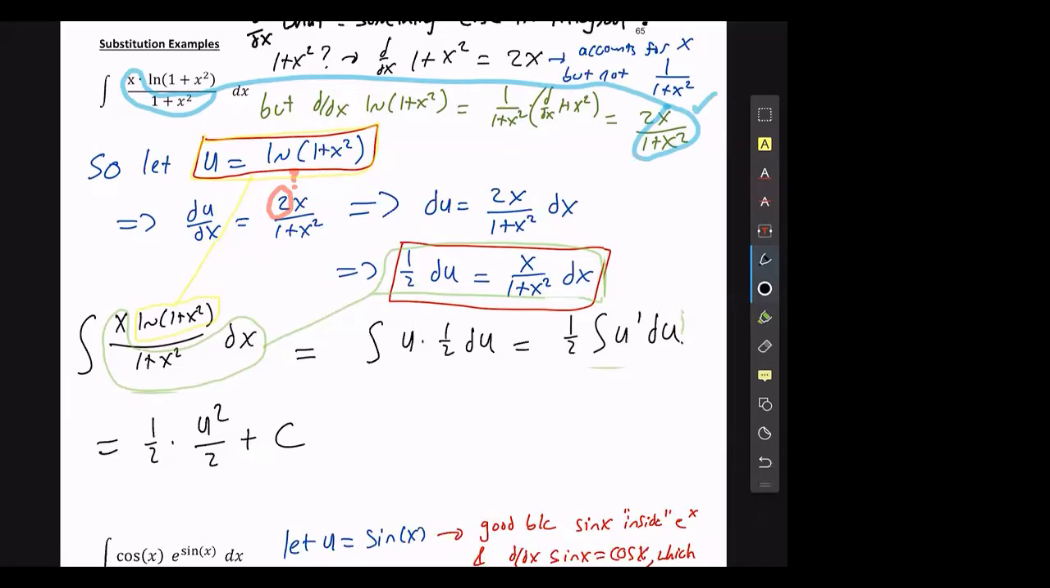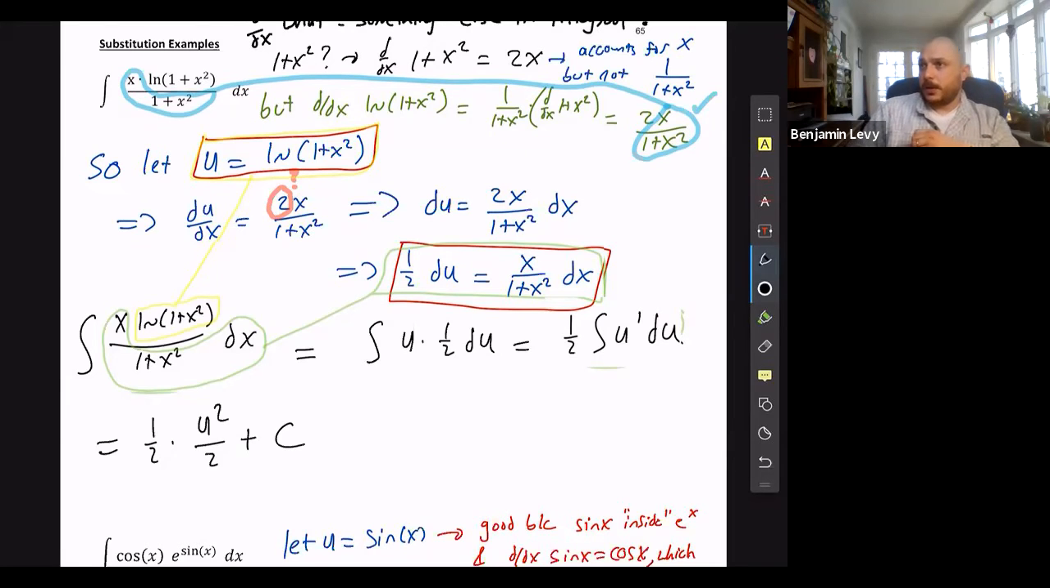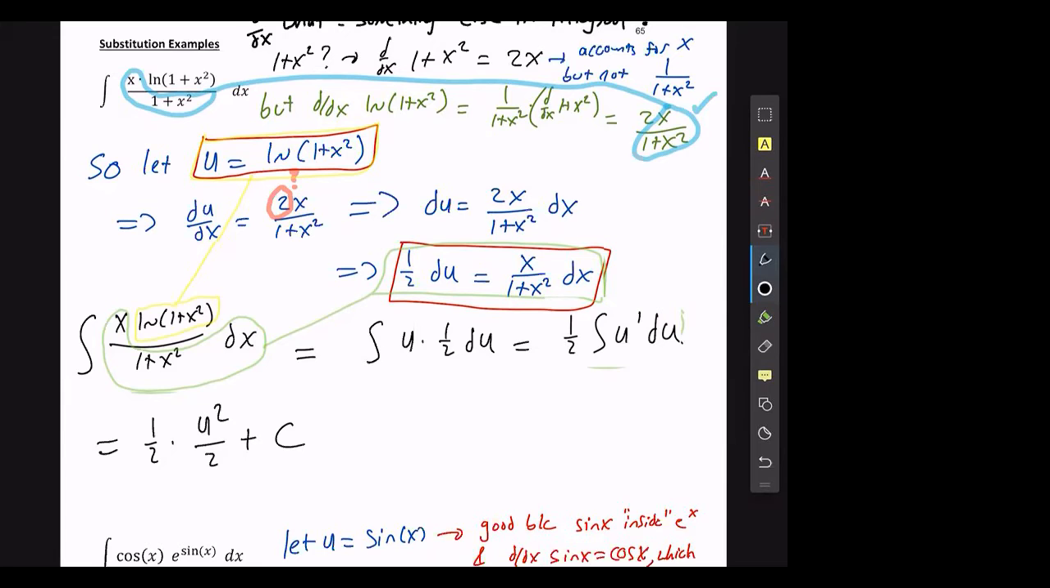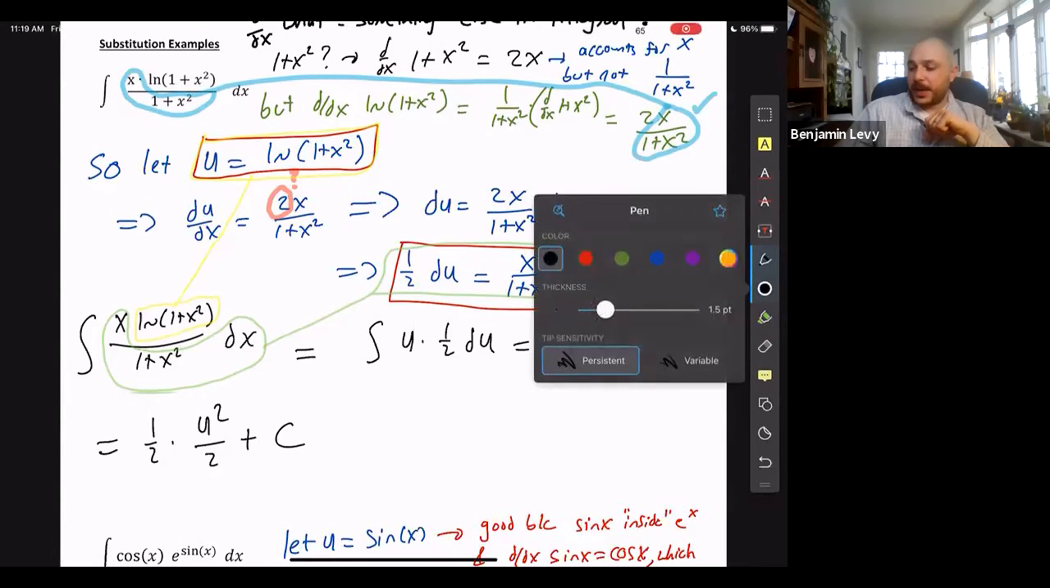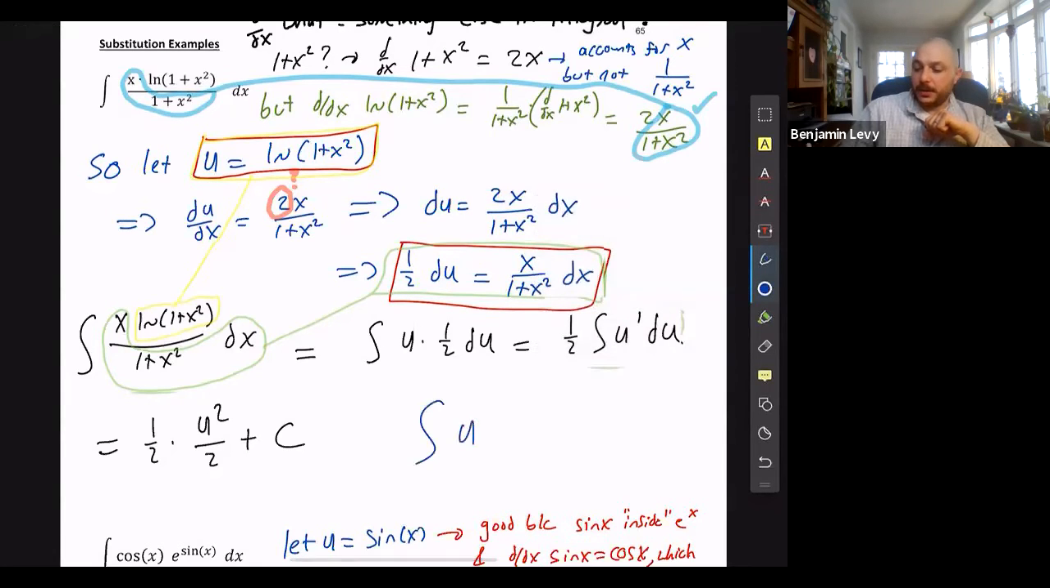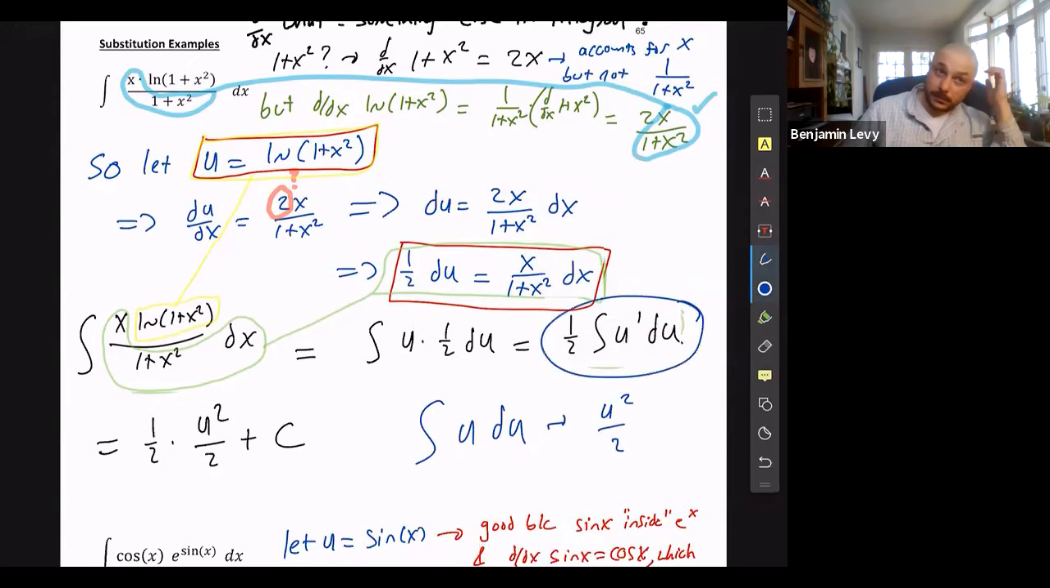Can I interpret that low grunt as a no, it doesn't make sense? I guess not. If we integrate u du, this is the kind of thing I'm going to ask you to do on the quiz, right? It's just an anti-power rule. Add 1 to the power, divide by the power. That's exactly what this said right here.